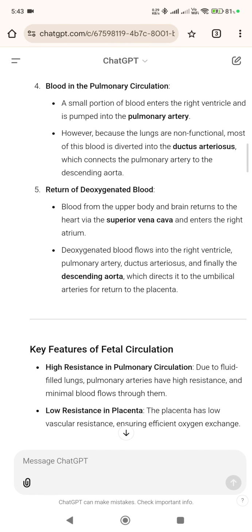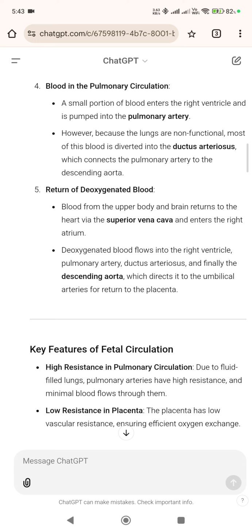4. Blood in the pulmonary circulation. A small portion of blood enters the right ventricle and is pumped into the pulmonary artery. However, because the lungs are non-functional, most of this blood is diverted into the ductus arteriosus, which connects the pulmonary artery to the descending aorta.